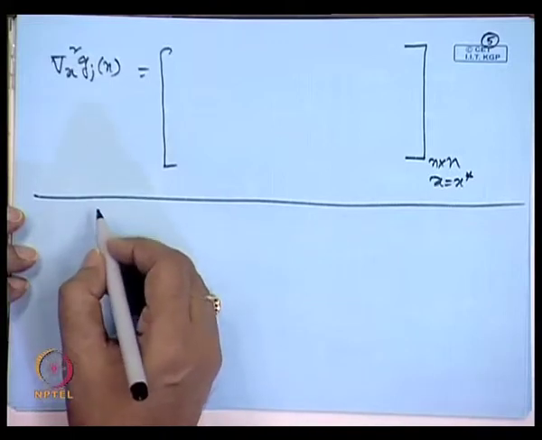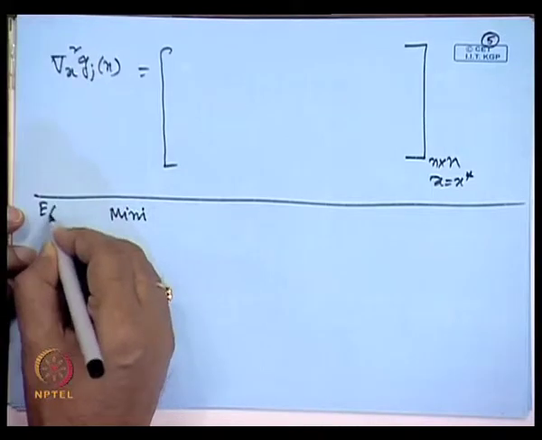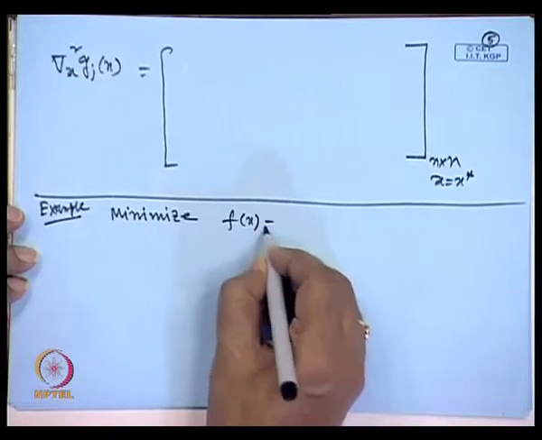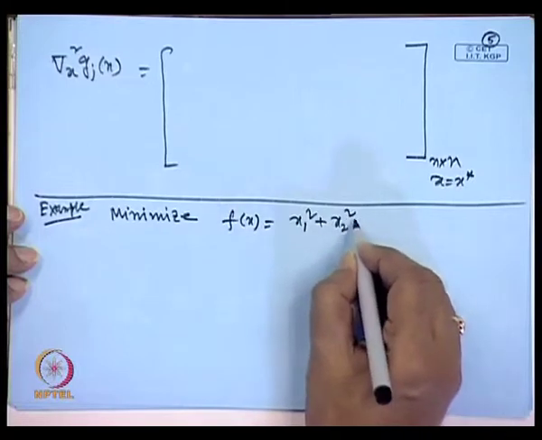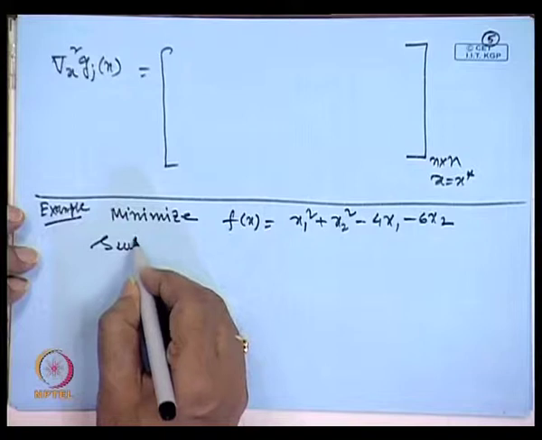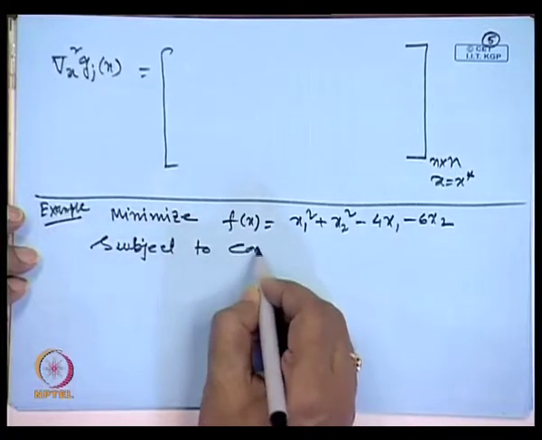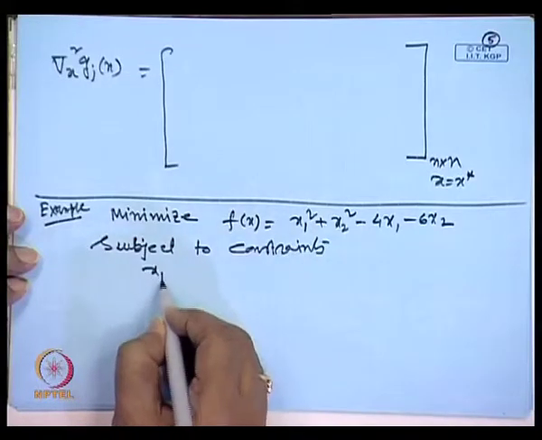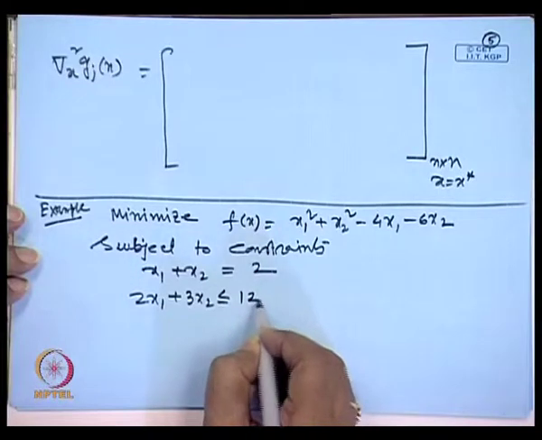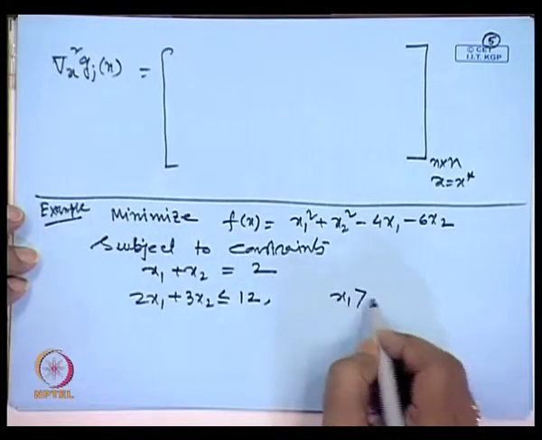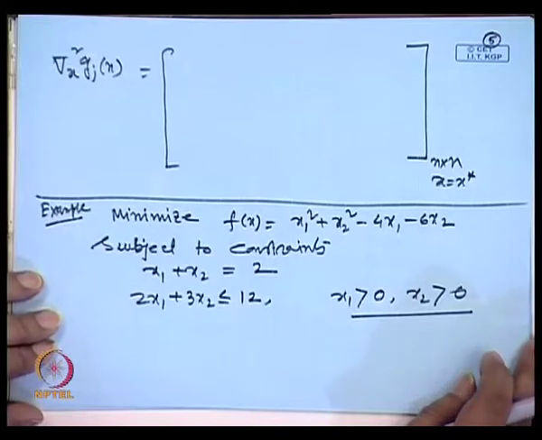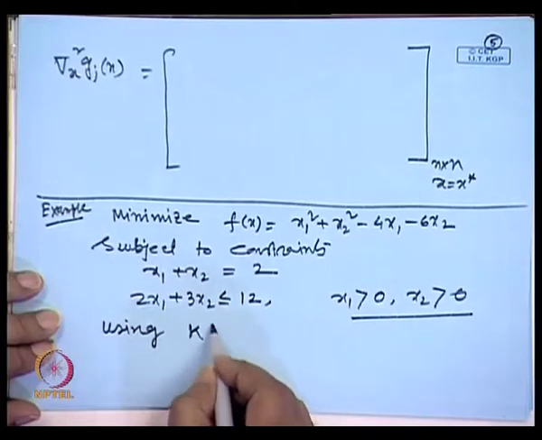So, our problem is, for example, minimize f of x is equal to x 1 square plus x 2 square minus 4 x 1 minus 6 x 2, subject to the constraints x 1 plus x 2 is equal to 2, x 1 plus 3 x 2 is less than or equal to 12, and we are assuming the side constraints x 1 is greater than 0 and x 2 is greater than 0. This problem you have to solve by using KKT conditions.